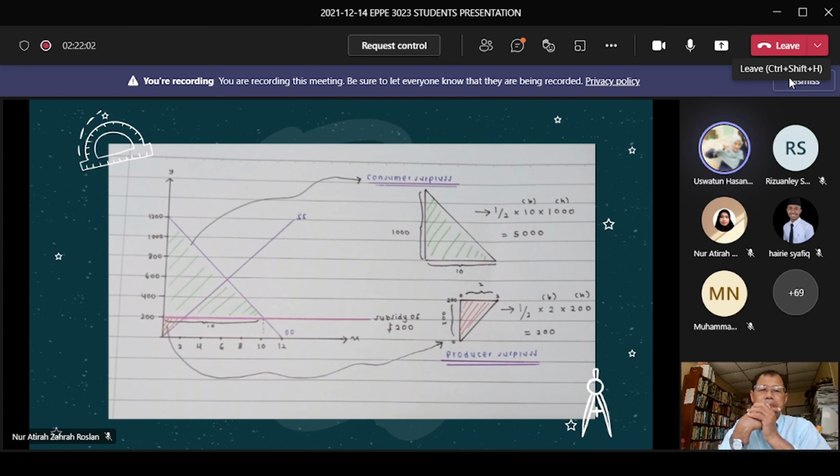Okay, here's the calculation for consumer surplus. We take the area of the triangle that is above the price and below the demand slope, which is 1 over 2 multiply base multiply height, and we got $5,000,000,000. And then for producer surplus, we take the triangle below the price above the supply slope, which is 1 over 2 multiply base multiply height, and we got $200,000,000. That's all from me. Will be continued by Fatih.